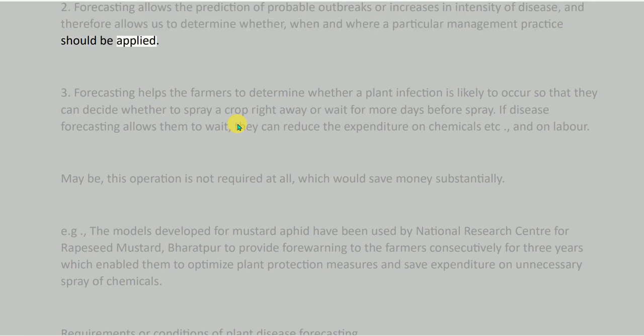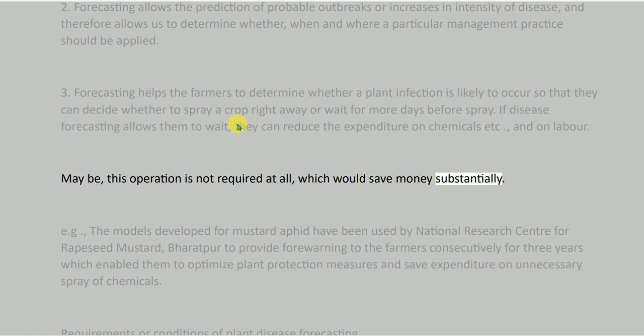Forecasting helps the farmers to determine whether a plant infection is likely to occur so that they can decide whether to spray a crop right away or wait for more days before spraying. If disease forecasting allows them to wait, they can reduce the expenditure on chemicals, etc., and on labor. Maybe this operation is not required at all, which would save money substantially.